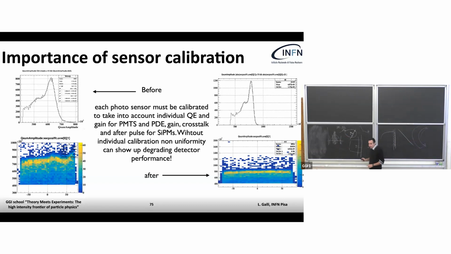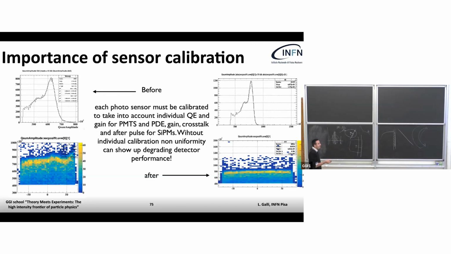Then, if you use the proper calibration for the quantum efficiency and the gain of the photomultipliers, the PDE, the gain, the crosstalk, and afterpulse for the silicon photomultipliers, and you correct sensor by sensor the charge measured by those values, what you have afterwards is this distribution here, which is almost flat. Here there is a small deviation from being flat, but okay, it's fairly good for us.